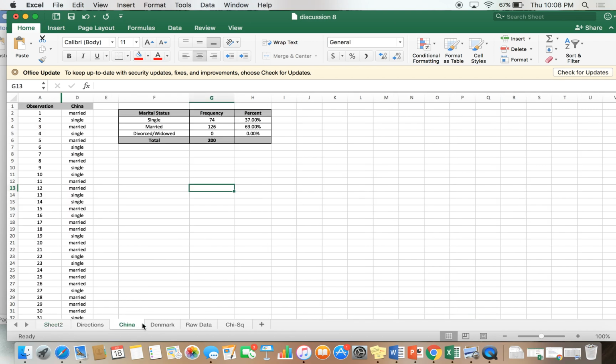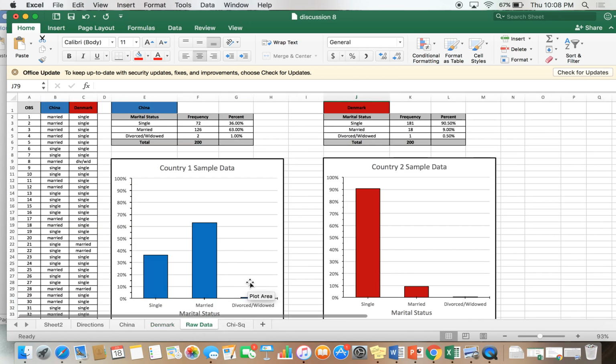So from here, we plugged in all of this data, and we got a lot of results. The first things that we got for China: single, 72 out of 200, 36%. Married, 126 out of the 200, 63%. Divorced or widowed, 2 out of the 200, 1%. Same thing with marital status in Denmark. Single, 181, which is 90%, which is a big jump up from China. Married, 18 out of the 200, 9%, and divorced or widowed, 1 out of the 200, 0.5%.